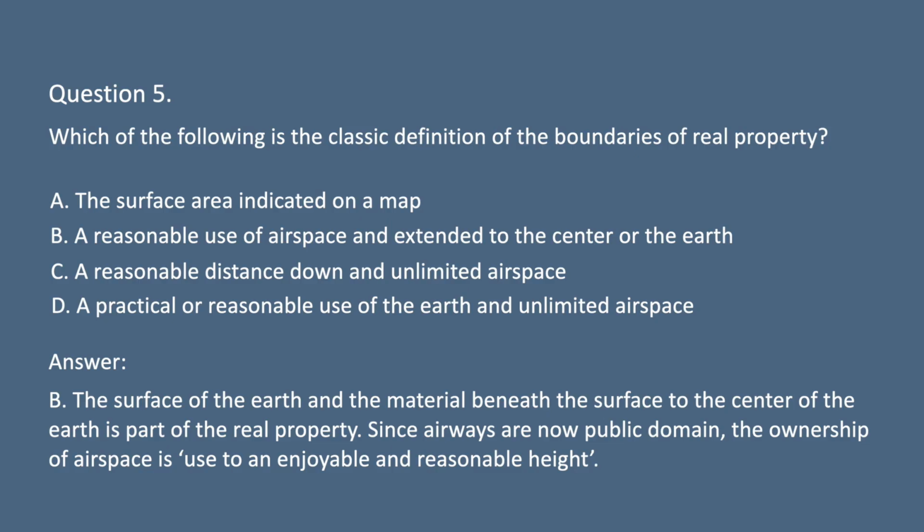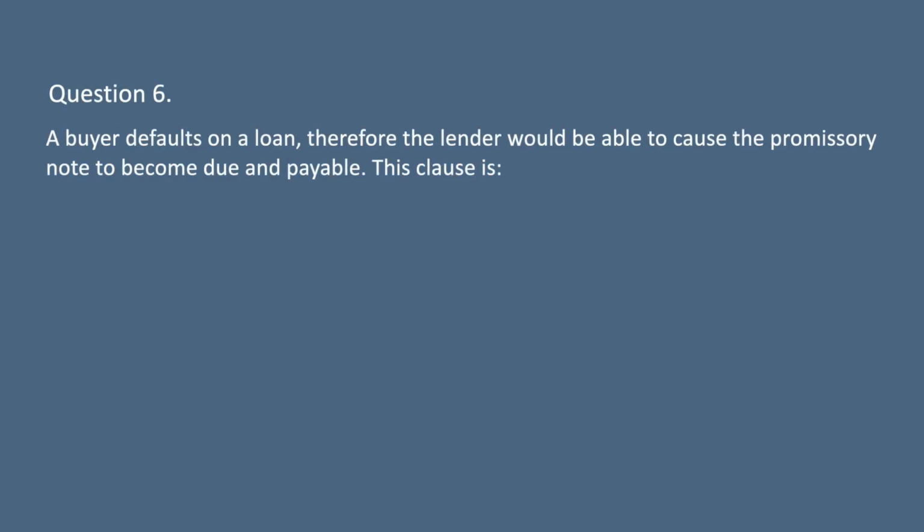B. The surface of the earth and the material beneath the surface to the center of the earth is part of the real property. Since airways are now public domain, the ownership of airspace is limited to an enjoyable and reasonable height. Question 6. A buyer defaults on a loan, therefore the lender would be able to cause the promissory note to become due and payable.